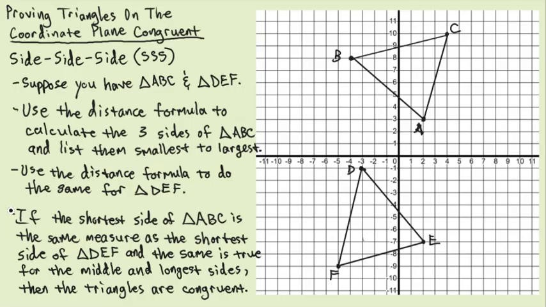Okay, so what we need to do now is identify the coordinates of these vertices: the coordinates of A, coordinates of B, coordinates of C. Then we need the coordinates for vertex D, that's this point right here. We need the coordinates of E, which is right here, and the coordinates of F.